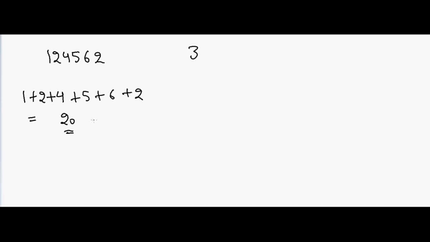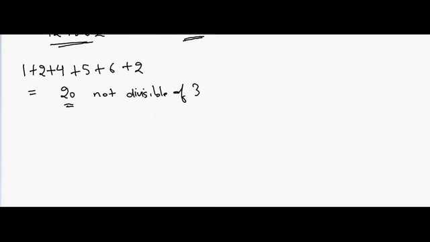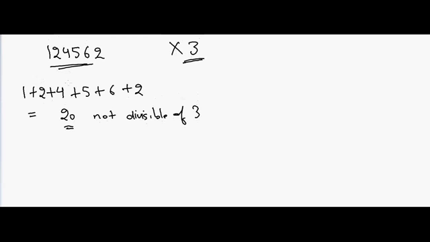So 20 is not a multiple of 3. That's why this number cannot be evenly divided by 3. So what should the number be if it has to be divisible by 3? If instead of 2 you make it 3, so 124563, with 3 at the end, then the sum will become 21. So that number should be divisible by 3.